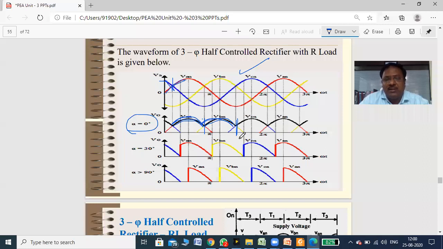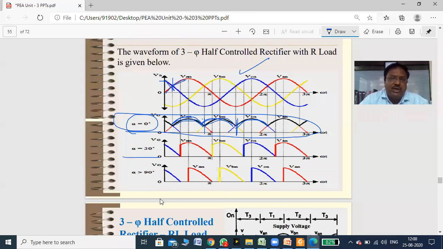So if you apply a triggering pulse to the SCR T3, it turns on immediately and you will get this part. Okay. So during one cycle, you will get 3 pulses. So it is definitely more DC as compared to the single phase converter. And these waveforms are for alpha equal to 0, right?